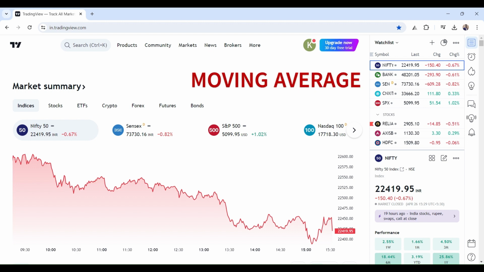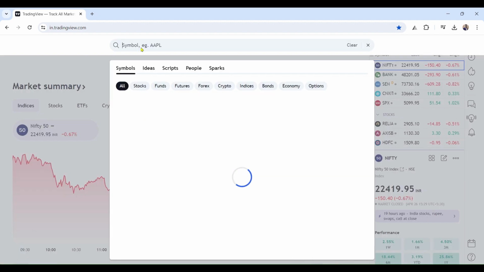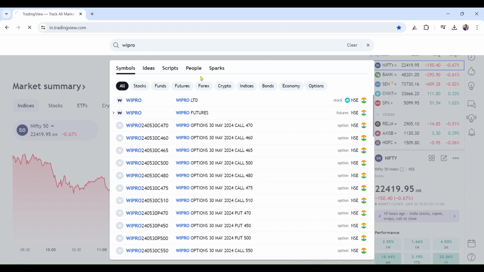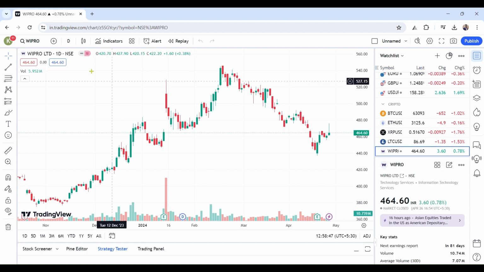Okay, in order to use the moving average indicator in chart reading, we will go to this website called in.tradingview.com, which you are seeing on my screen. And there you can just register with your email and password. And once you are done with that, probably you can just choose any company. For instance, I will choose Wipro. So Wipro chart is open. It's a 1 day daily chart. So 1 day price movement, what you are seeing here.